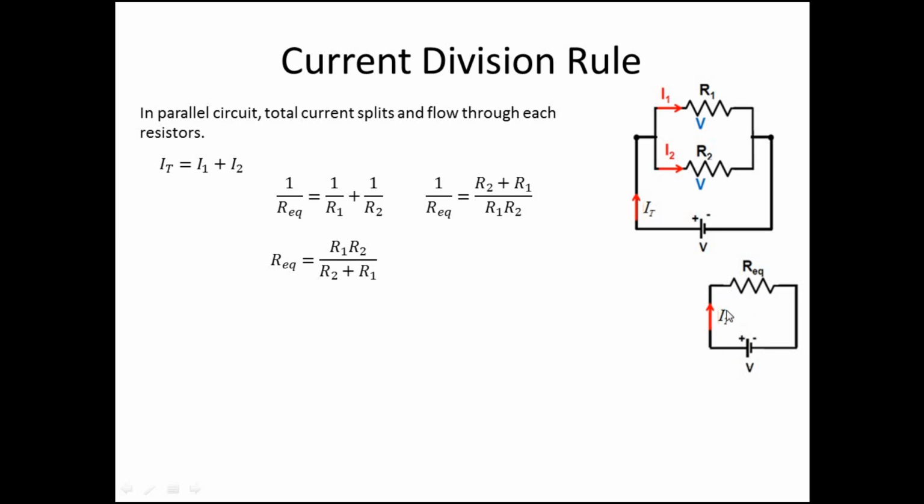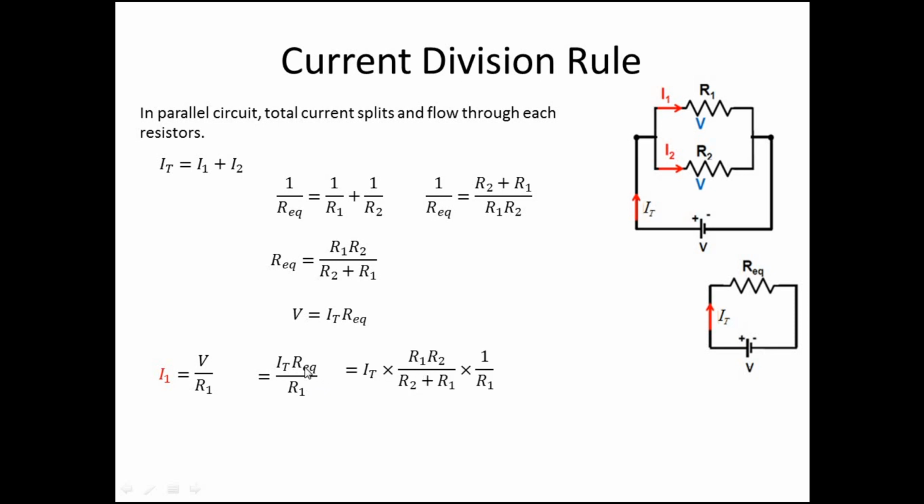From this we can find V by applying Ohm's law here. So V is equal to IR, that is, IT into R equivalent. So now we can find I1 by using V by R1 by Ohm's law. Now V is IT into R equivalent, so IT R equivalent by R1. Again substitute for R equivalent.